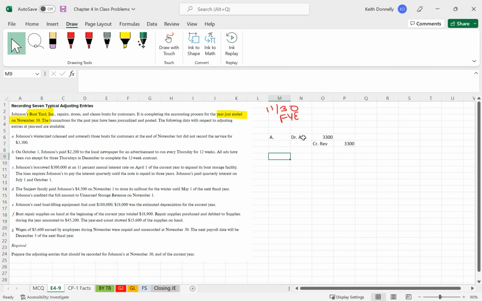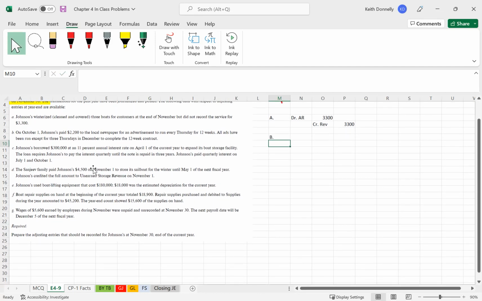All right, let's look at B. It says on October 1st, on 10/1, we paid $2,200 to the local newspaper for advertising to run for 12 weeks. So we had 12 weeks of advertising that we paid for. What we must have done there was debit prepaid advertising. We paid for an expense before we incurred it.